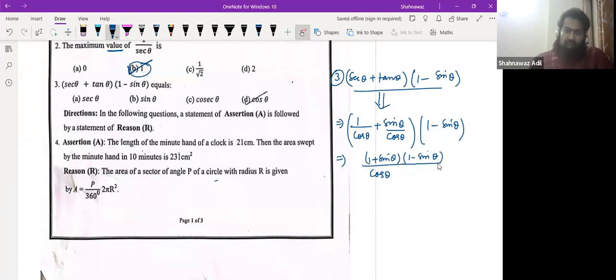Yeah, I got that, cos theta. And tell me which part is of the form a square minus b square. So this is 1 minus sine square. What can we do? We can say that 1 minus sine square theta is an identity. 1 minus sine square can be written as cos square. So this is cos square upon cos. We can cancel, so we will remain with cos.